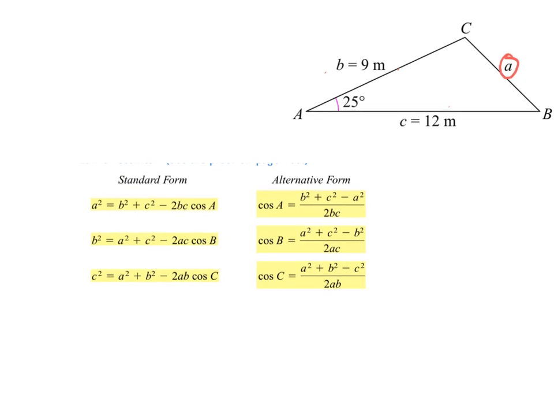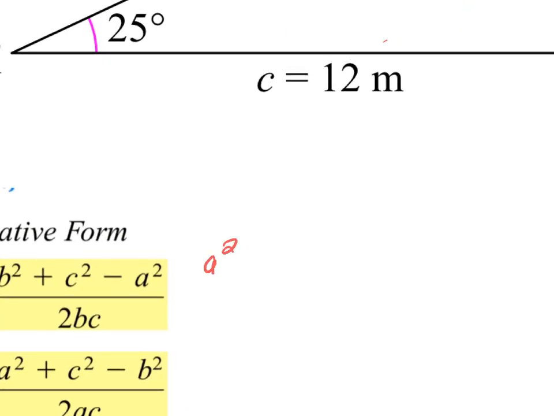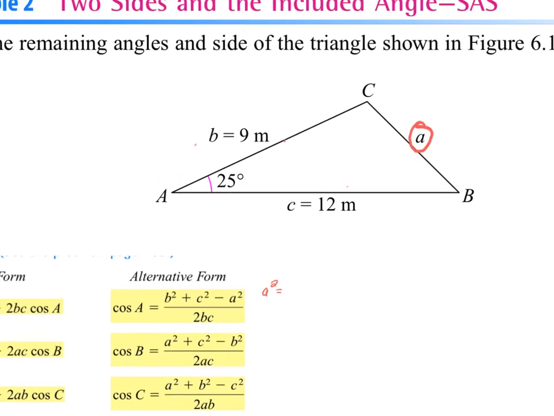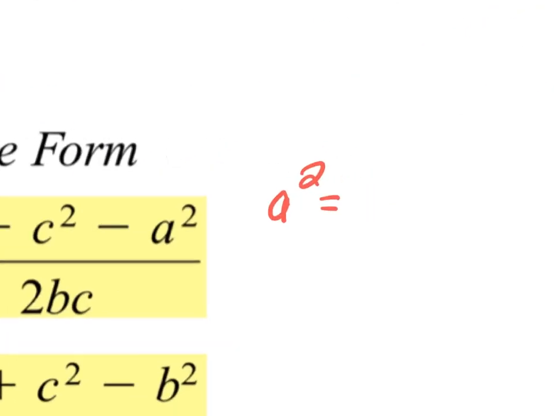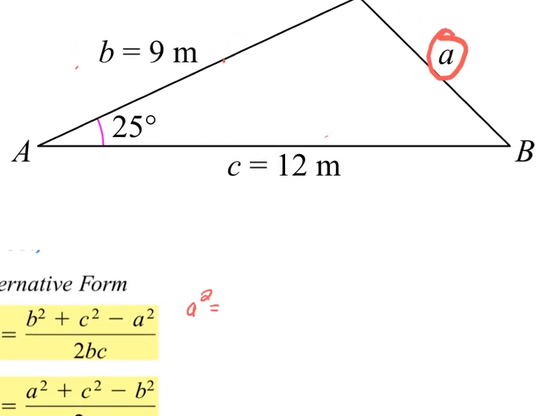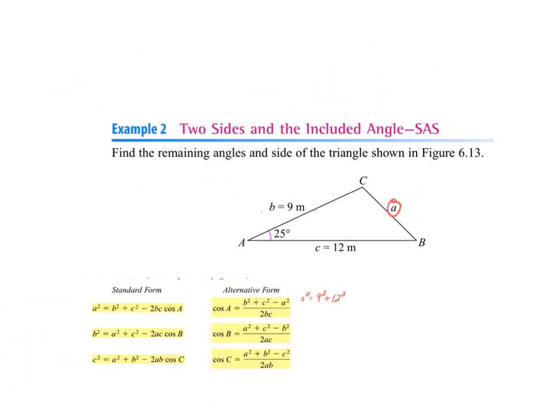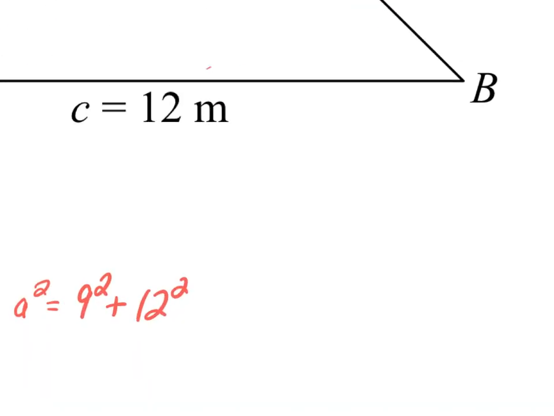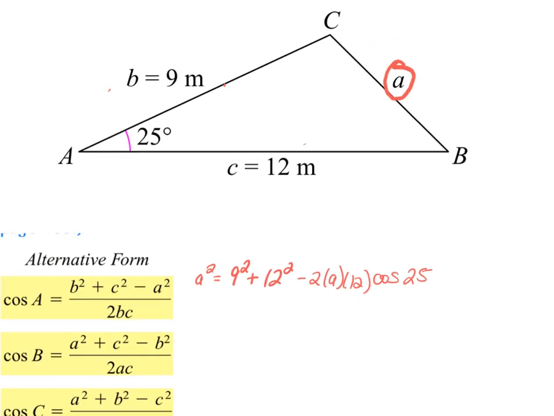Which formula am I going to use? The one that looks like the Pythagorean theorem? It's not the Pythagorean theorem, but it's a play on it. So you would say A squared equals, lots of stuff with your calculator, guys. It's B squared plus C squared. So what's B? 9 squared plus 12 squared. Then what? Minus 2 times 9 times 12 times cosine of 25. It's a lot going on there.